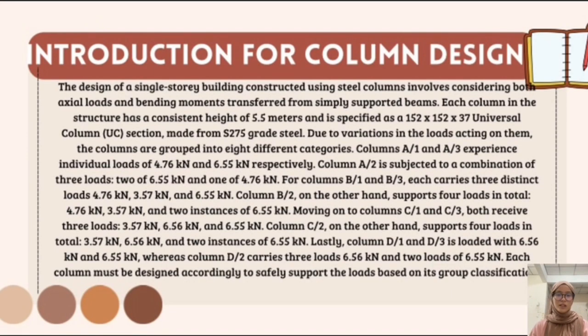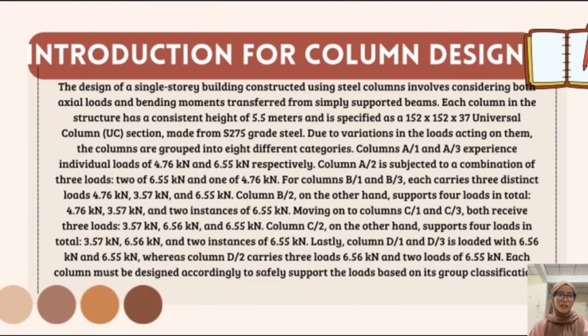For the introduction, the design of a single-story building constructed using steel columns involves considering both axial load and bending moment transferred from the simply supported beams. Each column in the structure has a consistent height of 5.5 meters and is specified as a 152 x 152 x 37 universal column UC section made from S275 grade steel.